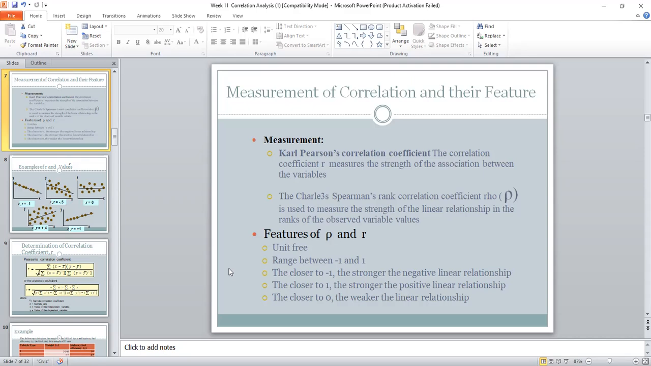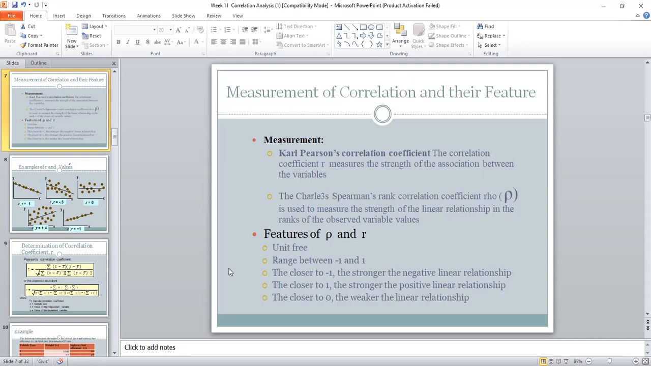For example, the closer the R and rho are to 1, the stronger the positive correlation, while the closer they are to 0, the weaker the positive correlation. But when they are equal to 0.5, that is moderate positive correlation. So below 0.5, weak. Above 0.5, strong.